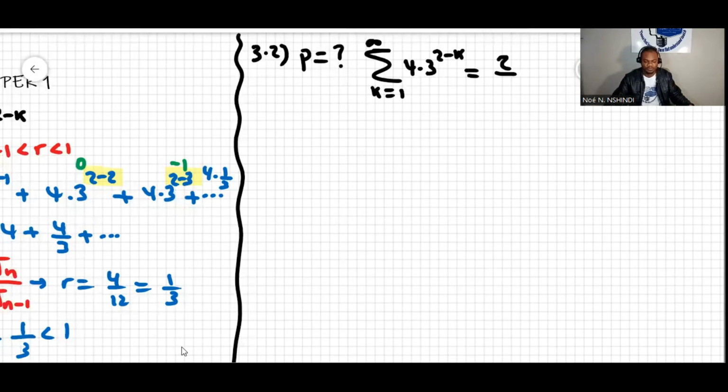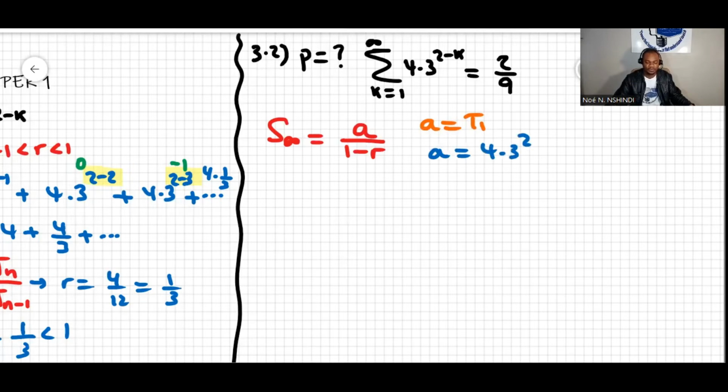equal to 2 over 9. Now, what do we know? Actually, because we proved that this series converges, we know that this sum to infinity will be equal to a over 1 minus r, where a is the first term, t1. The first term here will be a equal to 4 times 3 to the power of 2 minus p, because k starts from p to infinity.